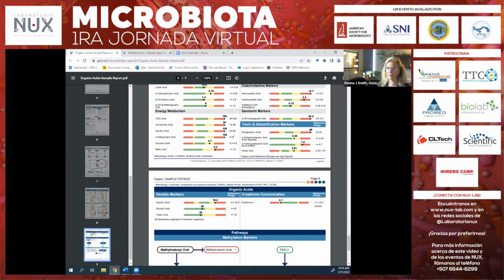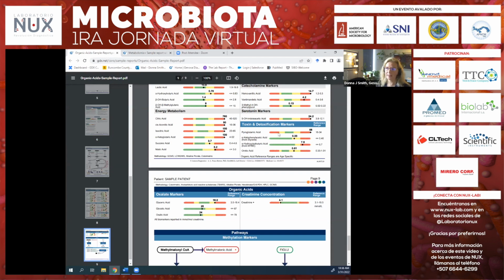This next section, we're looking at toxin and detox markers. So the first metabolite here, the pyroglutamic acid, is an oxidative stress marker. It's an intermediate for the recycling of glutathione. Glutathione is a very powerful antioxidant in the body. And so whenever we see elevations here, we are thinking perhaps about supplementing with glutathione.